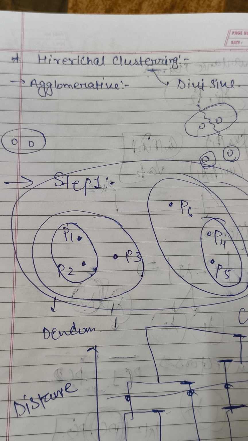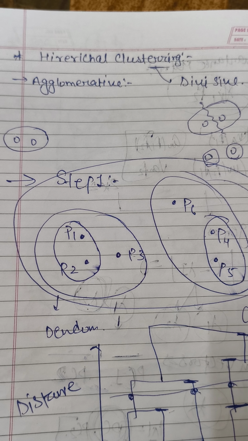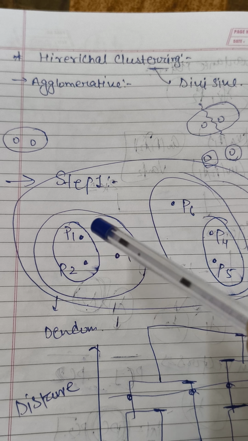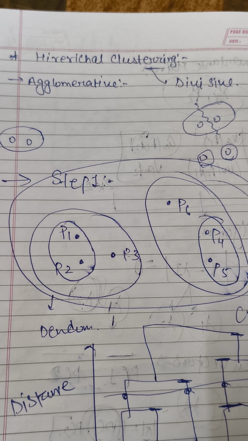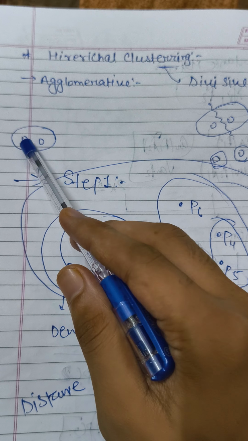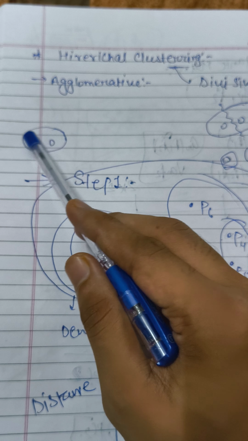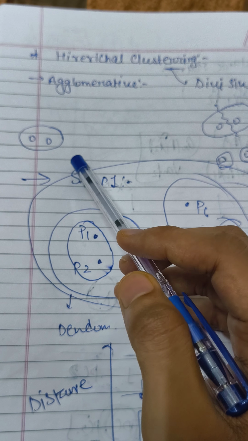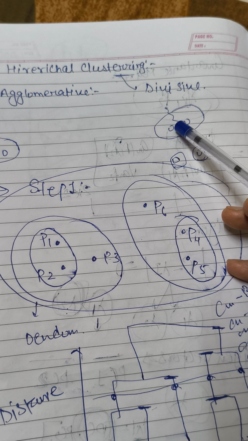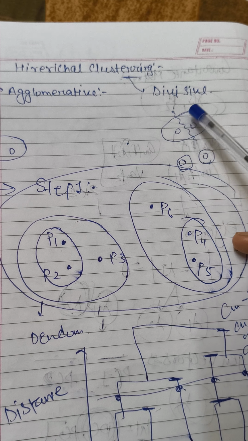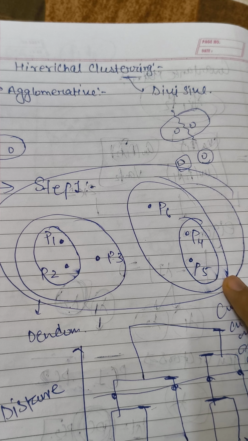Initially I will consider each of these points as a cluster, and then I will join or merge these clusters on the basis of their distances. Just see here, this is one cluster, this is another cluster. I see that these two clusters are close, so I merge them and make a bigger cluster. This happens in agglomerative clustering. In divisive, first we take a big cluster and then we divide it into subclusters. So you must be clear.